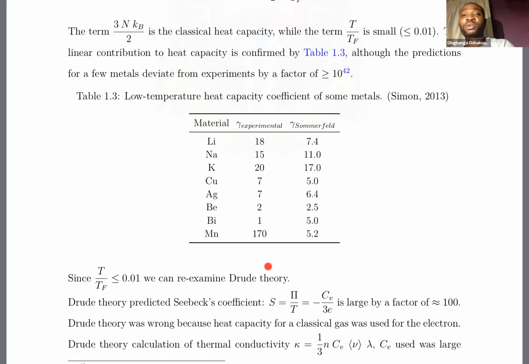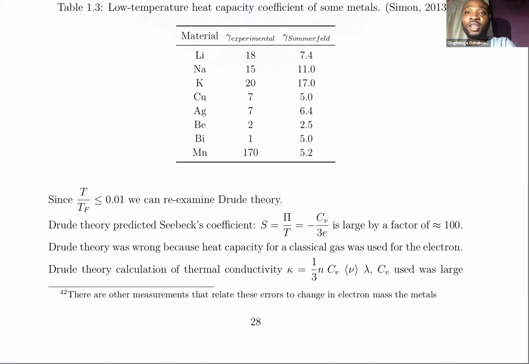Drude theory, like we have said before, predicted Seebeck's coefficients, but it was large by 100. So it was large by 100 because they used the original C for monatomic gases and not that of electrons. The 1/100 here would have cancelled this 100. Then they would have gotten something more reasonable or more realistic than what they actually got. Drude theory was wrong because the specific heat capacity for a classical gas was used for electrons. So that's just what I've just said.